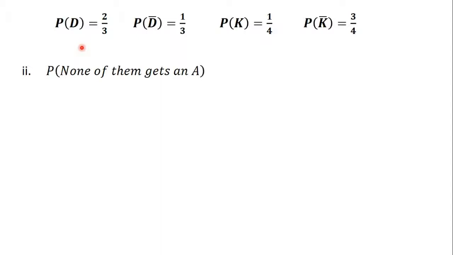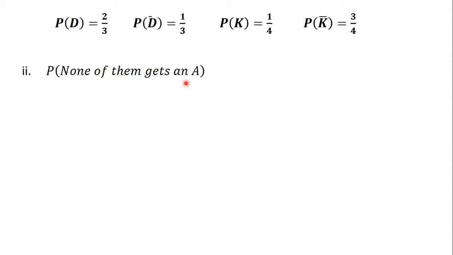In the previous video, we found out that the probability that Duku gets an A is 2 divided by 3. The probability that Duku does not get an A is 1 divided by 3. The probability that Kwame gets an A is 1 divided by 4. And the probability that Kwame does not get an A is 3 divided by 4. We are looking for the probability that none of them gets an A.